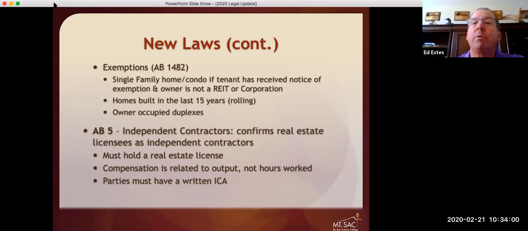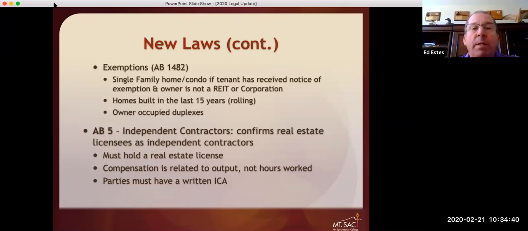You also have to have provided, or the landlord also has to have provided, this notice of exemption. And later in this slideshow, I will show you an example of CAR's notice of exemption. But you have to give that to the tenant so the tenant understands that this particular property is not under the statewide rent control. Finally, the owner cannot be a REIT or a corporation. It can be in a living trust. It can be in a LLC, as long as none of the members of the LLC are a corporation. All right, so we got to make sure that's clear.